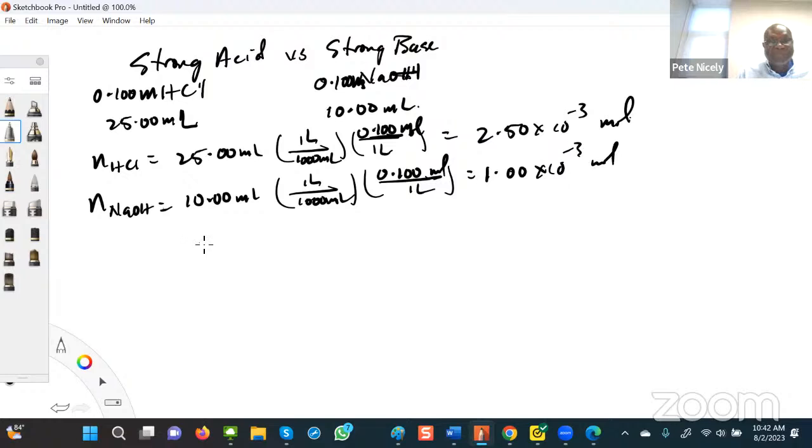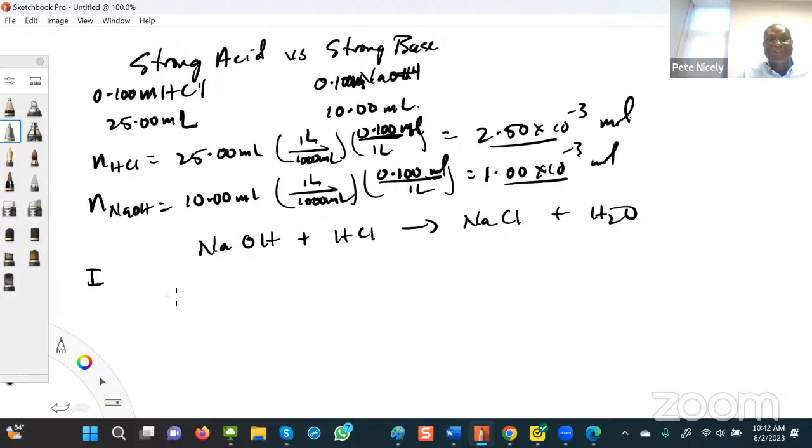Then I set up my ICE table by writing first the equation for the reaction to form sodium chloride and water, all right? Initially, the values that I would place here and here would be the values I just calculated for each of those, the sodium hydroxide and the hydrochloric acid. So for the sodium hydroxide, I'm going to put 1.00 times 10 to the minus 3 moles. And here I'm going to put 2.50 times 10 to the minus 3 moles. That will be 0, and we don't need to concern ourselves with water.